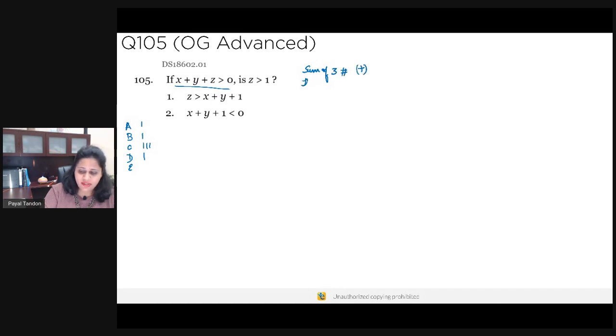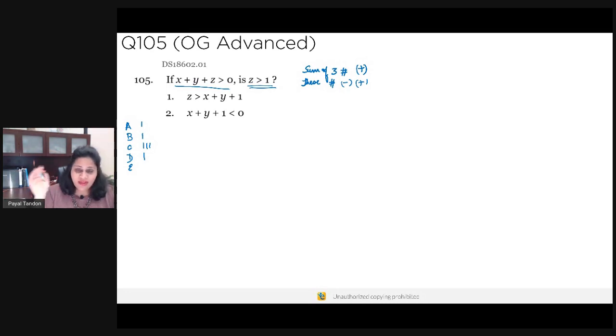Now these numbers can be negative numbers or positive numbers, but we don't know the magnitude of these numbers. All we know is that the magnitude of these numbers and the signs are such that their sum is positive. And what we need to figure out is: is z greater than 1? That's what we need to find.